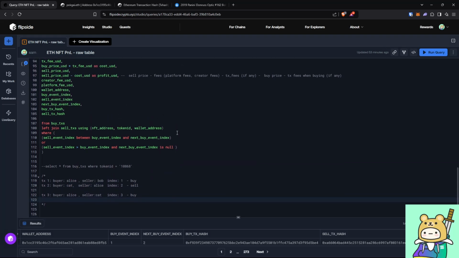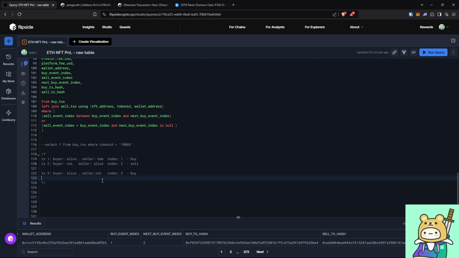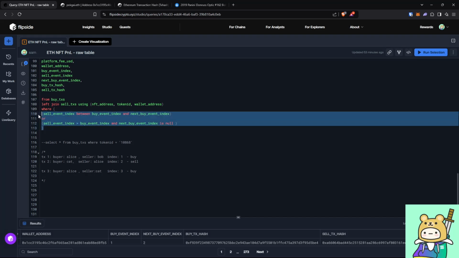Now the small caveat with doing this is that you will not be able to look at NFTs where the user has bought but has not sold, right? For this exact same reason, this exact filter.